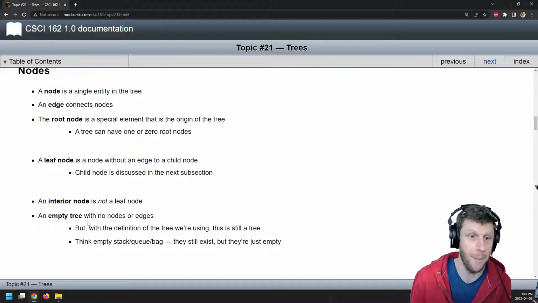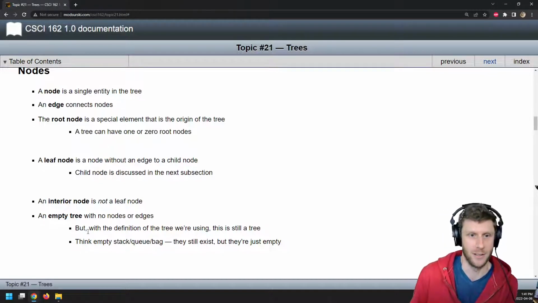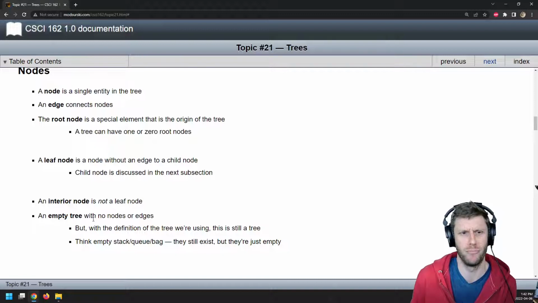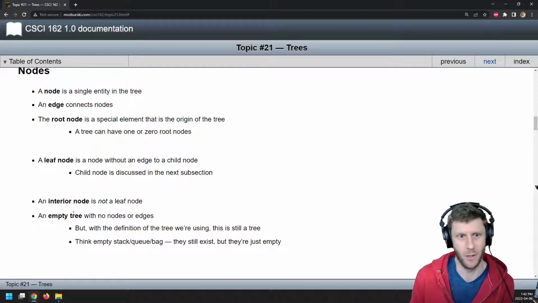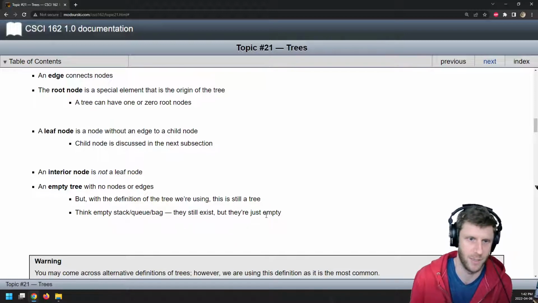An empty tree is a tree with no nodes or edges. But with the definition of a tree we're using, this is still a tree. Just think of a stack, queue, or bag. They still exist, but they might be empty.